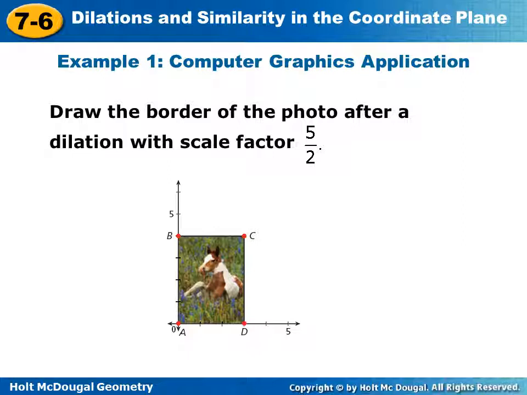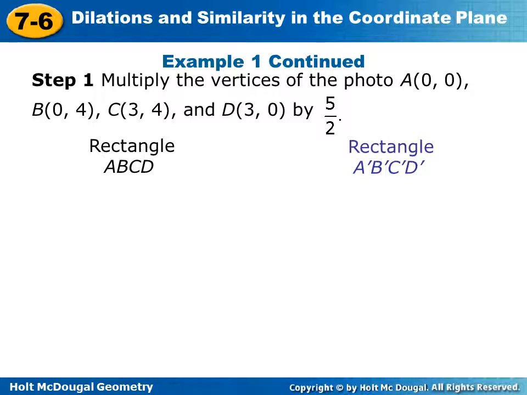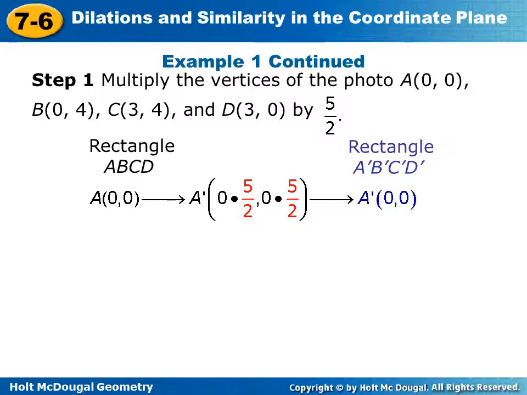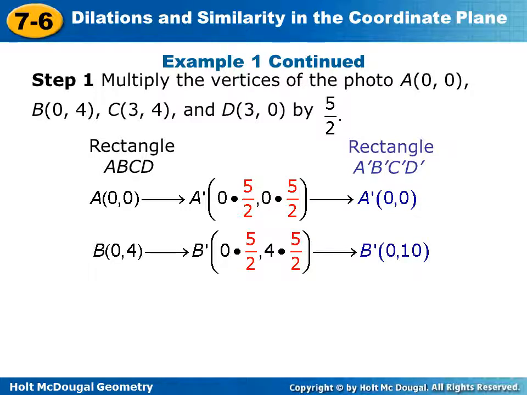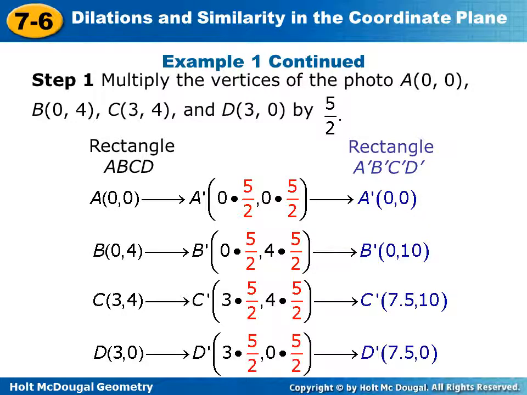Here we want to draw the border of a photo after a dilation with scale factor 5/2. We go ahead and multiply all of the vertices of the photo, A at (0, 0), B at (0, 4), C at (3, 4), and D at (3, 0), by the factor 5/2. If we multiply all of those, for A, we get (0, 0). 0 times 5/2 is 0. For B, we get (0, 10). C, (7.5, 10). And for D, we get (7.5, 0).